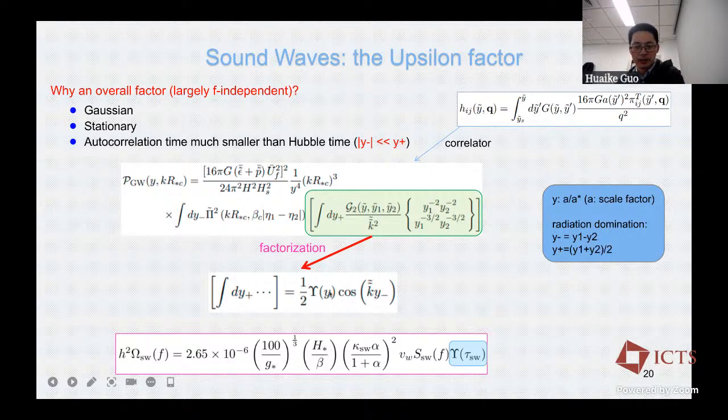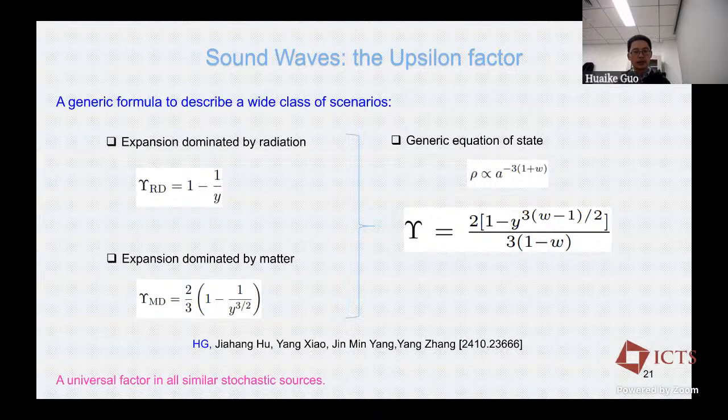That's the reason why we have an overall largely frequency-independent Wilson factor, which describes the growth of the gravitational wave production from the phase transition from sound waves. And the reason is that we have tried to generalize the Wilson factor to a general context. So let me explain a bit more about this.